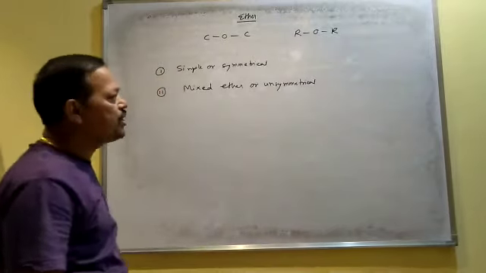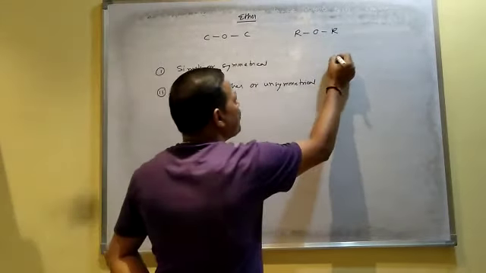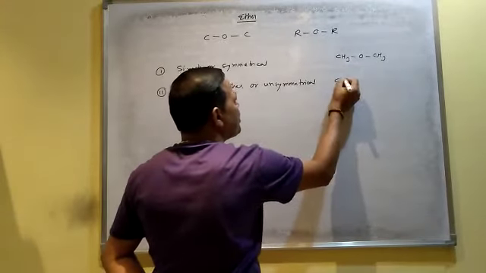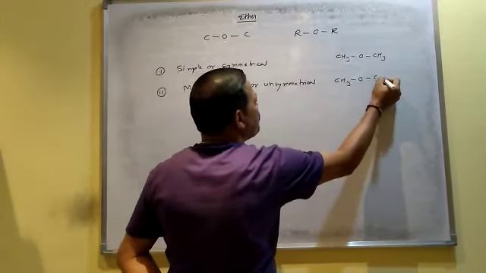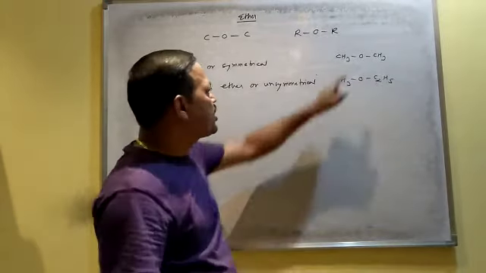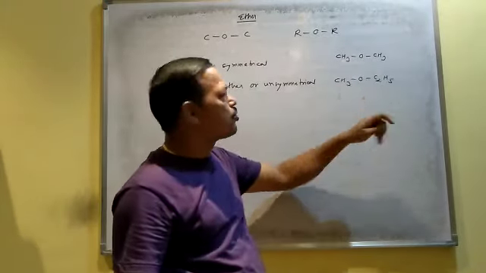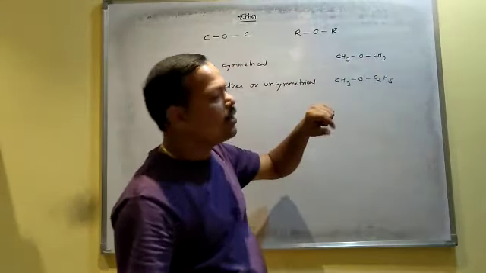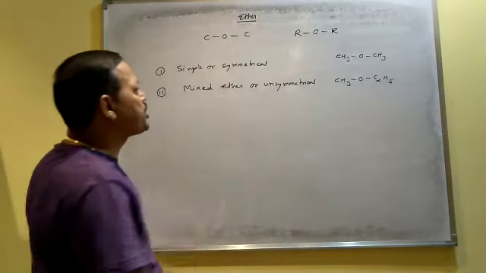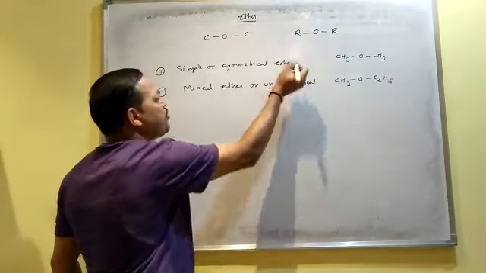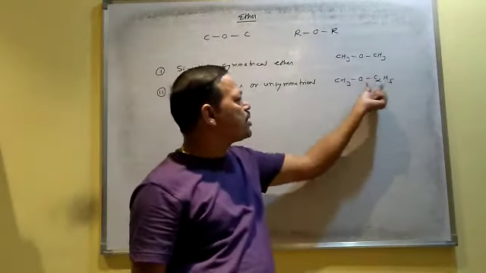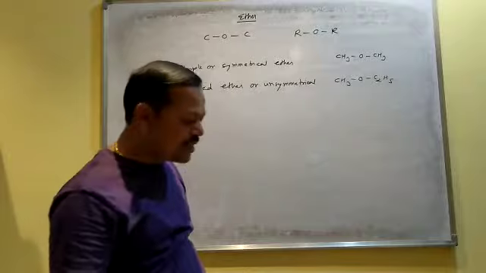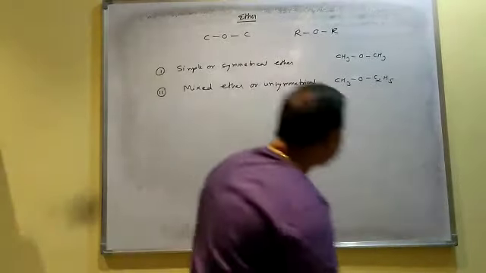What is the difference between these two? For example, this is one ether, CH3OCH3, and this is one ether, CH3OC2H5. So oxygen is present in between the alkyl groups, so both are ether. If both the alkyl groups are the same inside oxygen, then that type of ether is called simple or symmetrical ether. And those ethers in which the alkyl groups are different inside oxygen are called mixed ether or unsymmetrical ether.